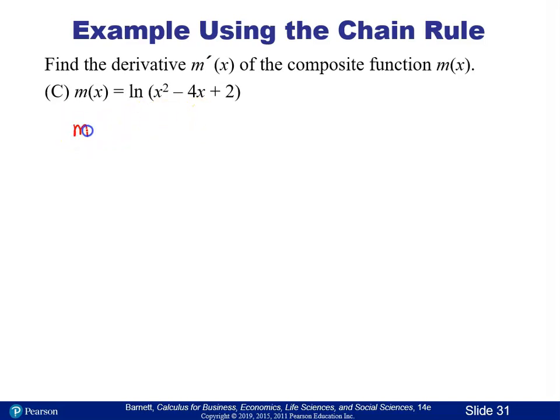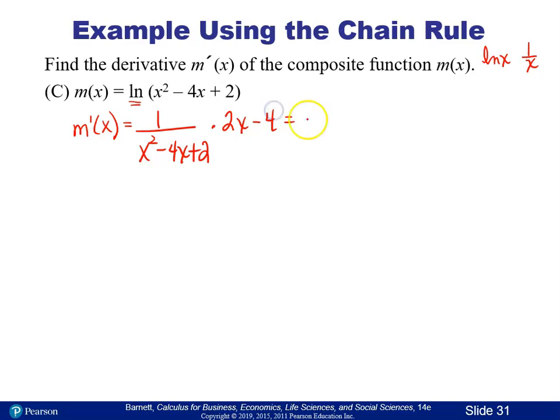On one like this, the natural log is the outer function. So if you remember, the derivative of ln of x is just 1 over x. Okay, so this is the natural log of some other function. So it's going to be 1 over, instead of x, 1 over x squared minus 4x plus 2. And then I'm going to have to multiply it by the derivative of the inside function, and that's going to be 2x minus 4. So we're going to have 2x minus 4 over x squared minus 4x plus 2.